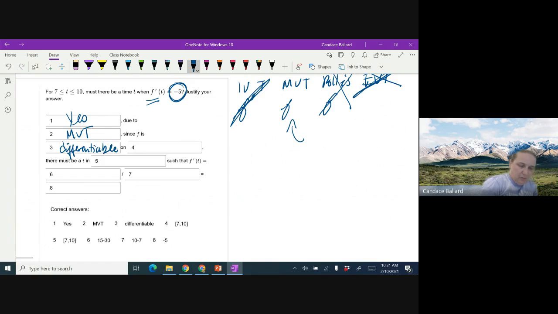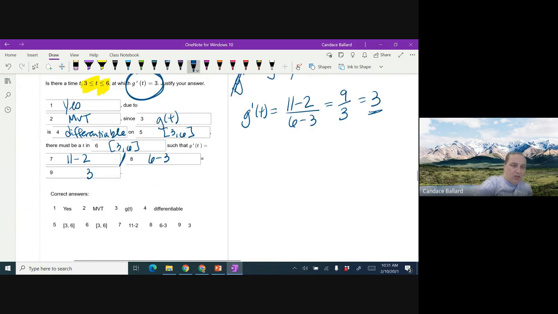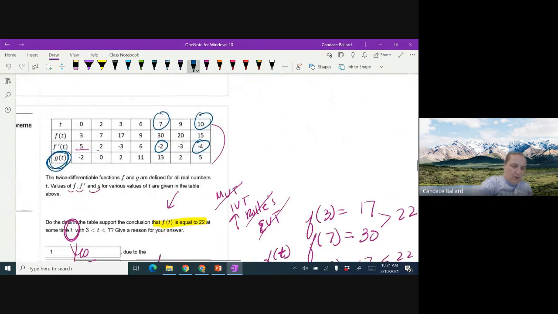Okay, and then we're on this closed interval, 7 to 10. There must be a T in, and then you want to list the name of the function, which in this case is going to be F. There must be a T in the interval such that F prime of T equals, okay, so here's where I have to actually write the slope out. So I need to go back up to my chart and figure out my Y values. And remember, for the slope, you're going to go up a level. So we're going to look at this and this. So I'd probably go 15 minus 30 over 10 minus 7.